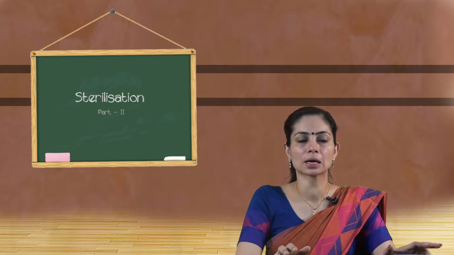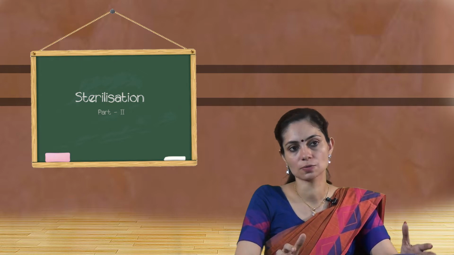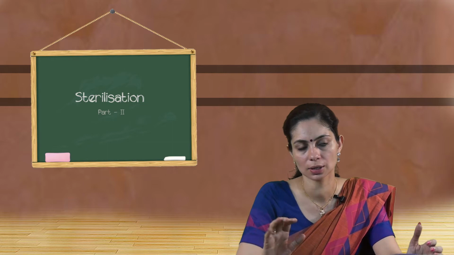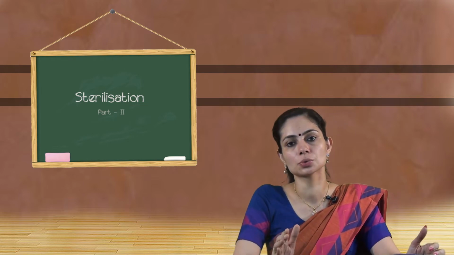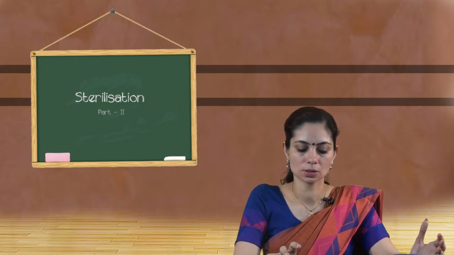So the holding period can be taken as 121 degrees Celsius for 15 minutes at 15 lbs pressure per square inch of the area. Then there are different types of autoclave, based on the uses: laboratory autoclave, hospital dressing autoclave, bowl and instrument autoclave, or rapid cooling autoclave. This is for the uses; we can change the autoclave.